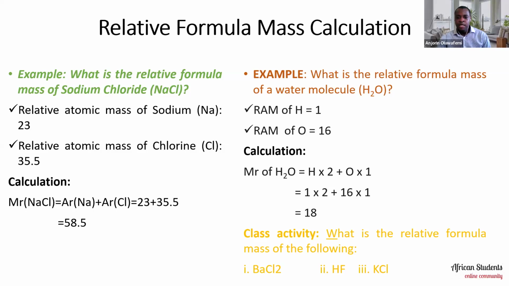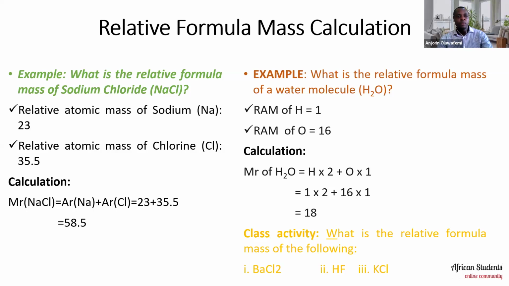It's important. So I gave a class activity for you to try. I want you to get your pen and your paper out again and do this little calculation. What is the relative formula mass of the following? Barium chloride, hydrogen fluoride, and potassium chloride. Work it out and put your answers in the comment section. I will look through it, review it accordingly and respond to it. I believe this is pretty straightforward. You should be able to do it, but just work it out. Let me be sure that you get the concept.